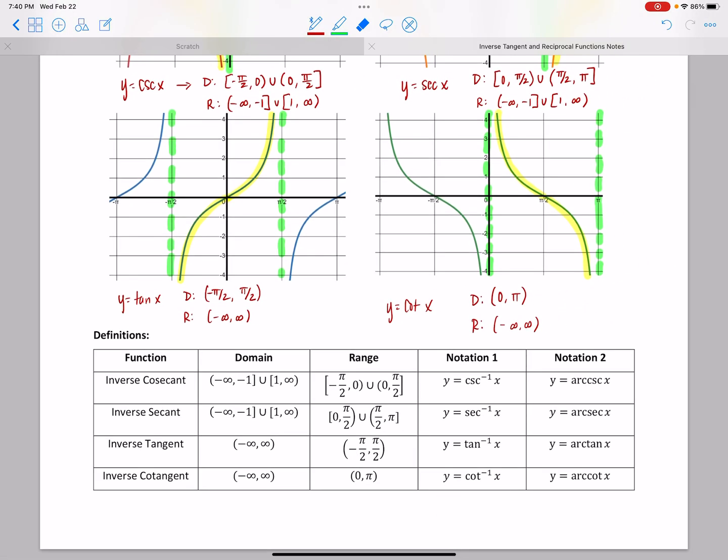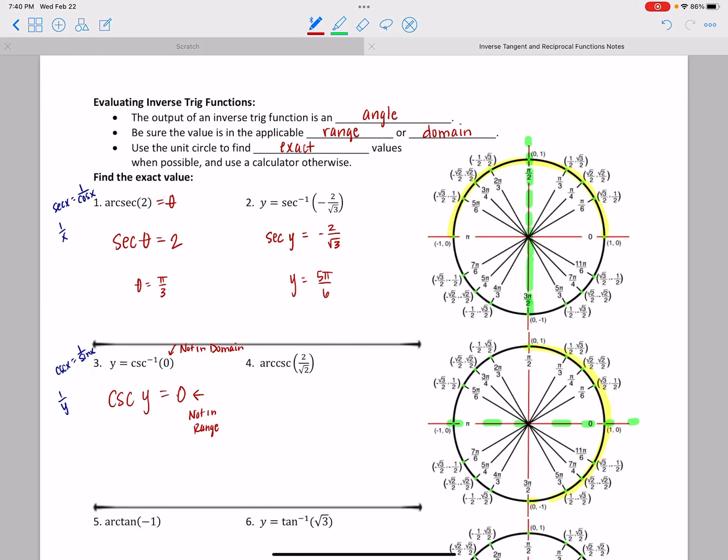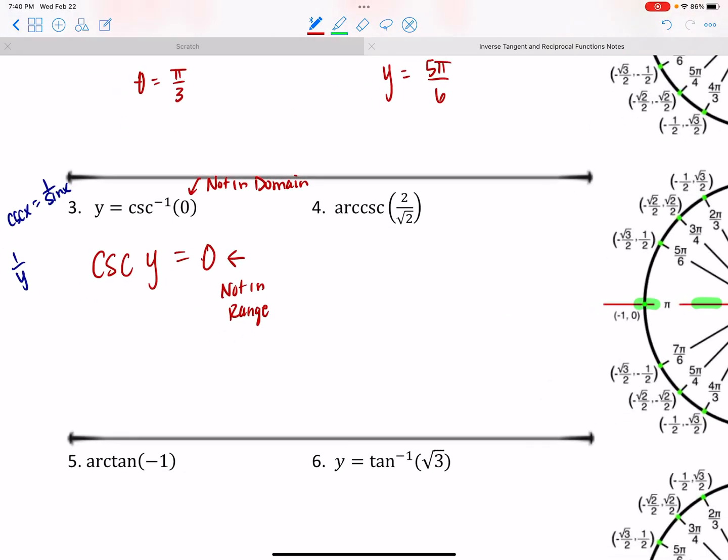Okay, so what we would say about this value here is that it's undefined. And that's precisely what your calculator would say if you tried to verify. Okay?